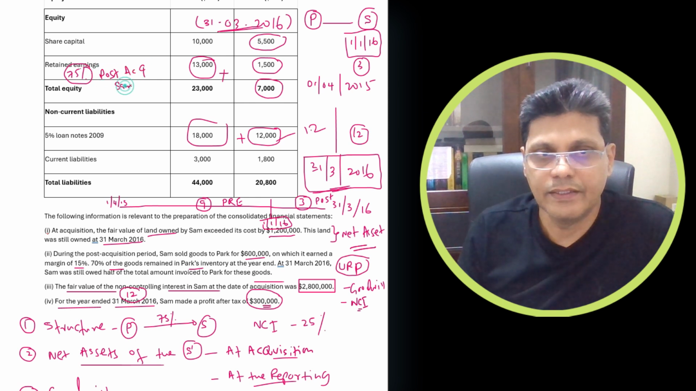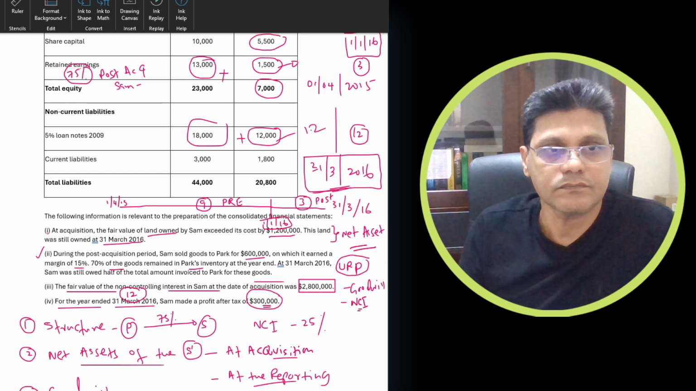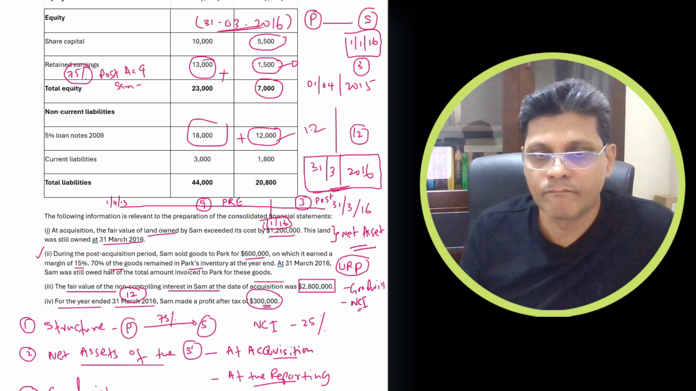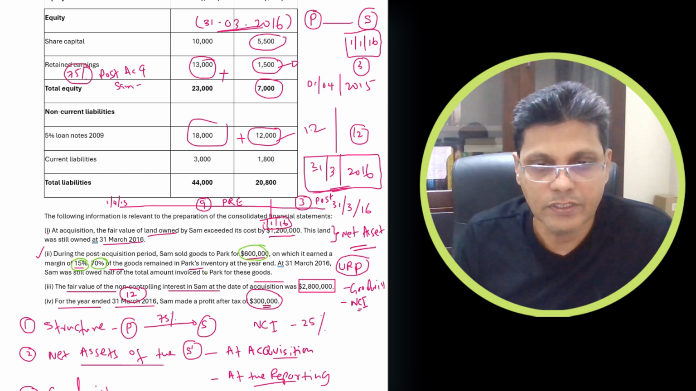However, if there are any adjustments to be made to Park's subsequent post acquisition profit, that has to be adjusted. Now since you are given note number 2: during the post acquisition period SAM sold goods to Park, 600,000, on which it earned a margin of 15%. 70% of the goods remain in Park's inventory at the year end. At 31st March 2016, SAM was still owed half of the total amount invoiced to Park for these goods.